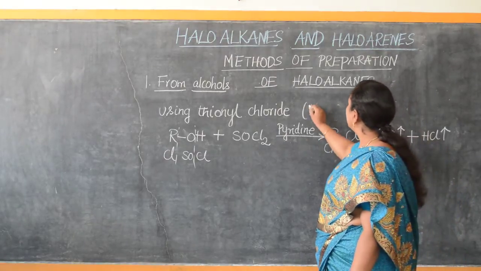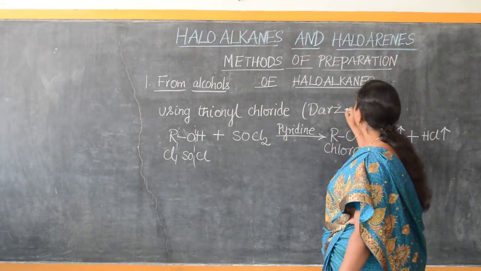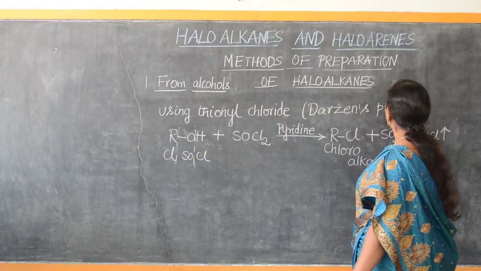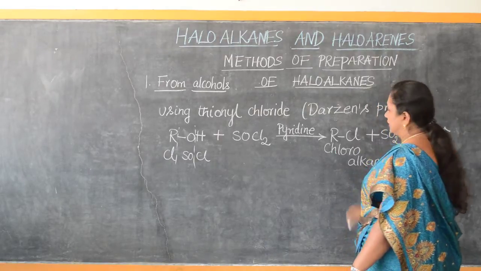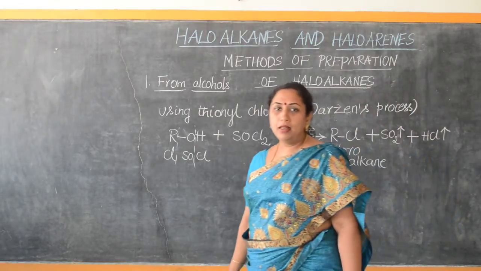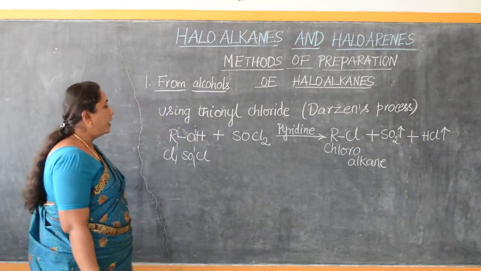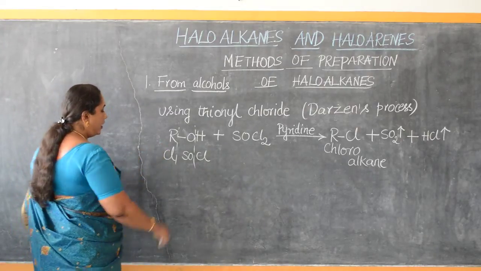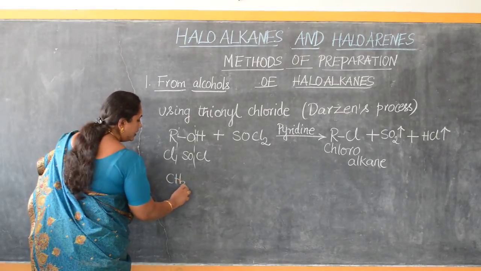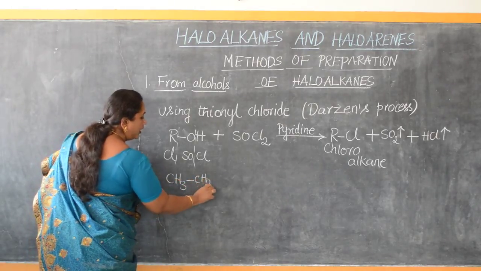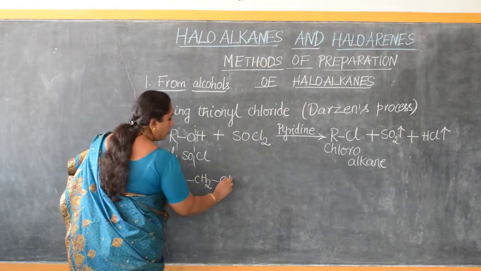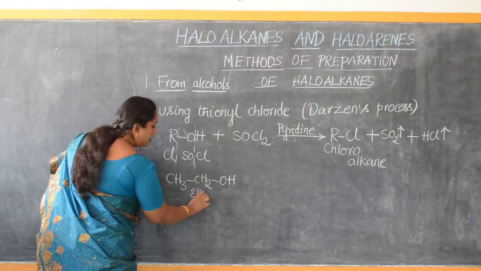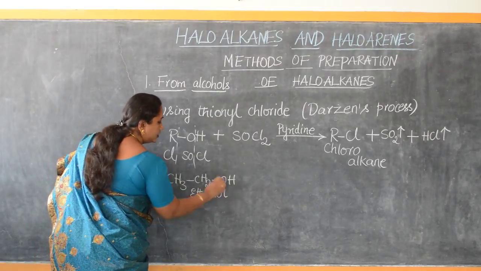This process was given to us by a scientist by name Darzens. So therefore, it is named after him as Darzens process. Now let us take up an example so that the concept is understood better. Now let us replace the R of the alcohol with ethyl group. CH3CH2 is ethyl, and the alcohol of this is ethyl alcohol or ethanol.